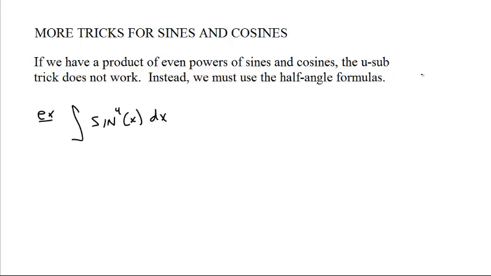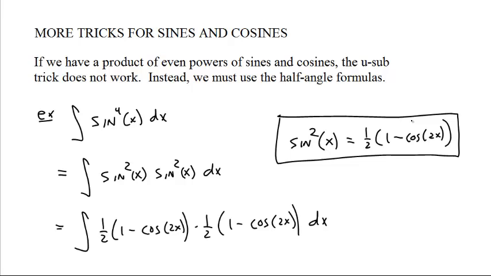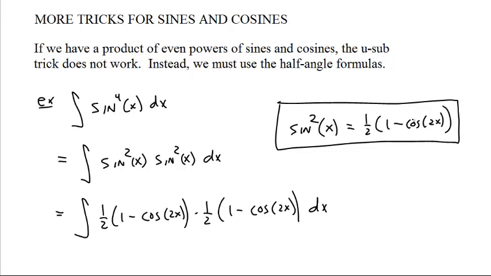For example, here's a nice tedious problem: sine to the 4th of x. What do? Well, we break that up as sine squared of x times sine squared of x, and we use the half-angle formula that says sine squared of x is 1/2 (1 minus cosine of 2x). We put that in for each of the sine squareds, and we get the integral of 1/2 (1 minus cosine of 2x) times 1/2 (1 minus cosine of 2x) dx.